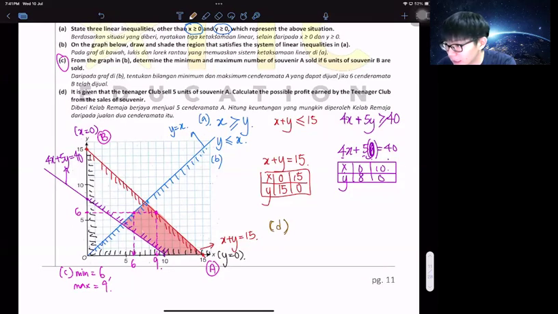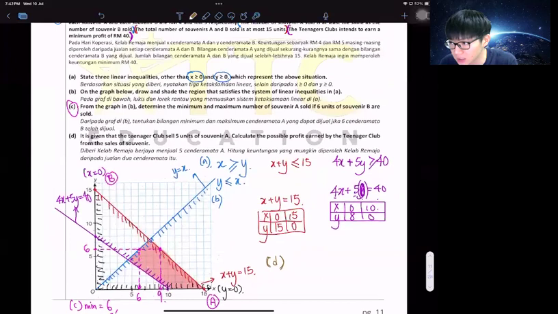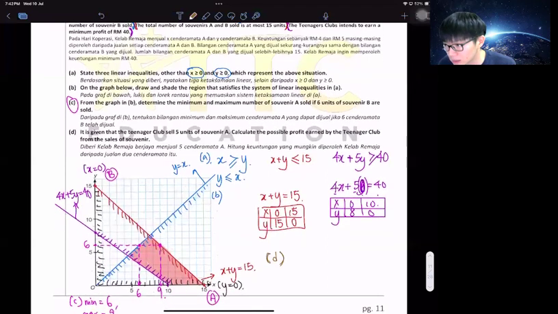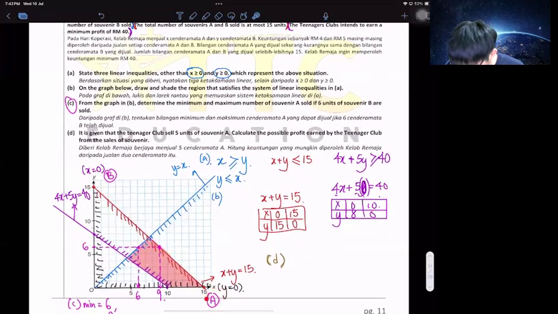It's given that the club sells 5 units of A. Calculate possible profit. So this is not just asking how many A, how many B anymore, but about the profit. Remember the question: 1A can earn 4 ringgit, 1B can earn 5 ringgit, and they ask more than that. So if they sell 5 units of A, we go look at A. 5 units of A is right here, correct? Same, go find the answers.